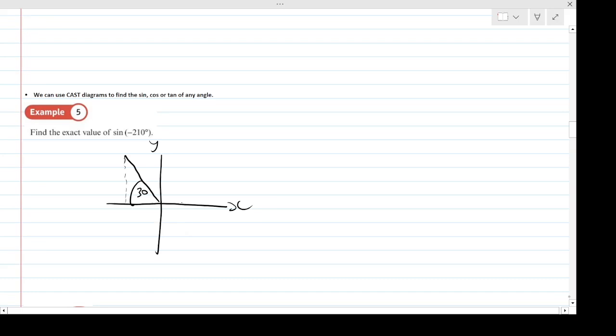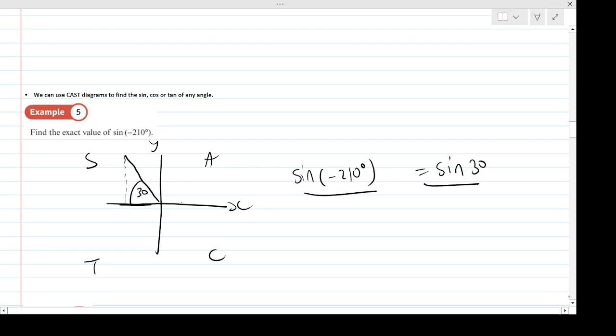And so what this is saying then, if we label the diagram as CAST for cast, this is saying that sine of minus 210 is going to be equivalent to sine of 30, right? So what angle we get with the axis when we find the whole angle, that is equivalent. So sine 30 is equivalent to the whole angle of minus 210 that we have. So this is how we can do it.